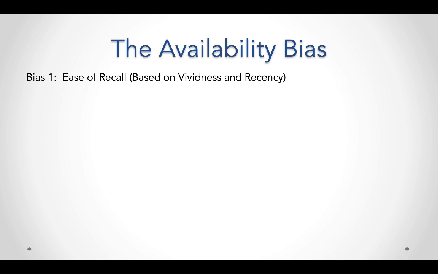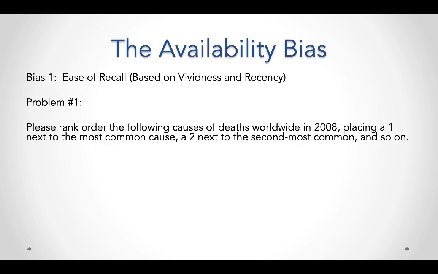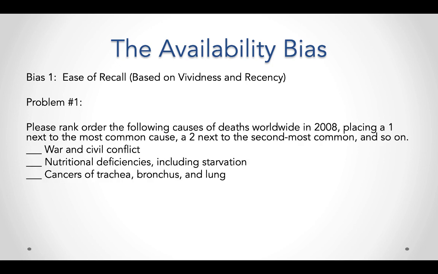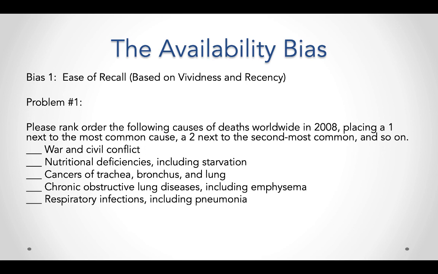Moving on to availability bias. Like I said, availability bias generates a few other biases, and one is ease of recall. So I'll tell you a problem here. Please order the following causes of death in 2008 by placing a 1 to the most common cause, a 2 to the second most common cause, and so on.